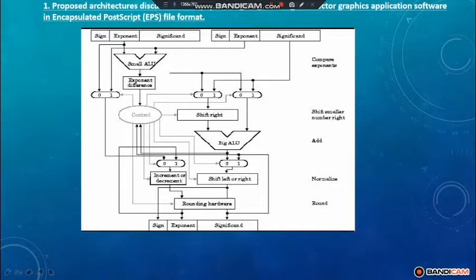This is the proposed architecture we discussed. Here sign, exponent, significand, these are all handled by the arithmetic logic unit. Then exponent difference. The ALU does the process of adding, subtracting, dividing and multiplication. And then the exponent difference controls whether it is 0 or 1, then increment or decrement, then shift left or right, like the rounding hardware.